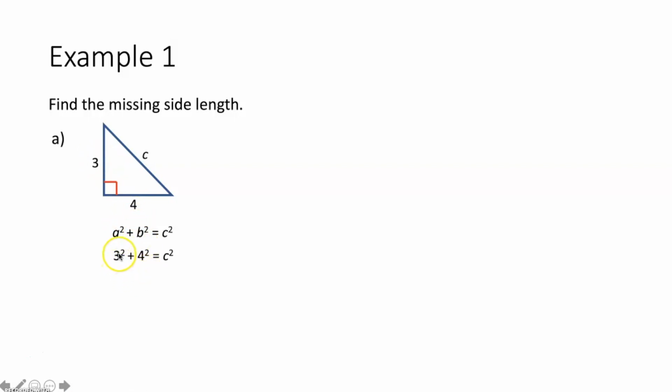Now we square these. 3 squared is going to be 9. 4 squared is going to be 16. 9 plus 16 is going to give you 25. Now we're given that C squared is equal to 25. To get C all by itself, we're going to have to get rid of the square. So we're going to square root both sides of the equation.